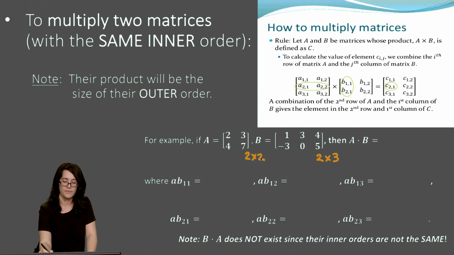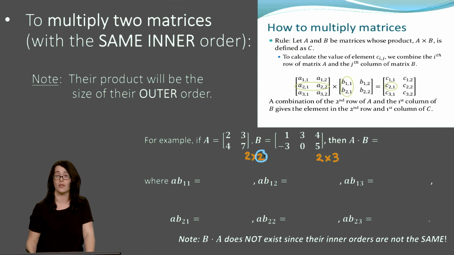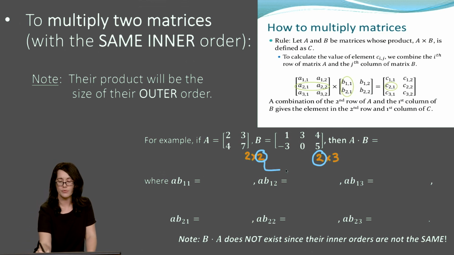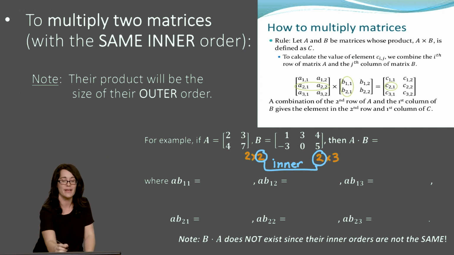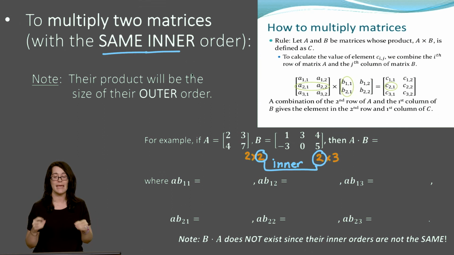If you notice here, for matrix A, the size of the matrix, it had 2 columns, didn't it? And matrix B similarly had 2 rows. We call those 2 numbers the inner order of the matrix product, right? So the inner order of the matrix product would be both 2's. As long as their inner orders are the same, it is possible to multiply these 2 matrices.